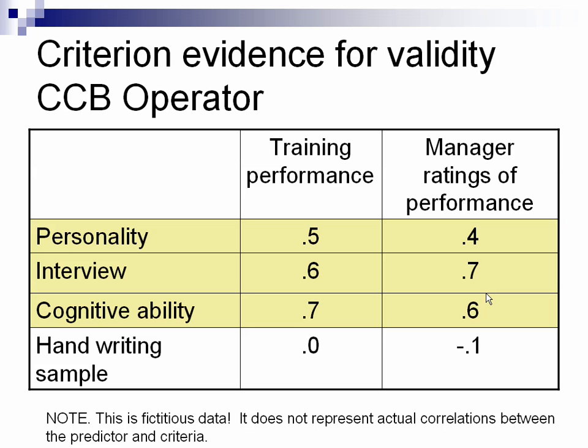And take a look at what we have here. Those ratings that you see in that light yellow, those are doing a pretty decent job because those correlations are pretty large. They range from 0.4 to 0.7, which is pretty good. Notice though that the handwriting sample gives you a correlation for training performance of 0 and negative 0.1 for overall job performance, which is pretty bad. And our science tells us this. You would not use handwriting to determine how well people would do in training or on the job.